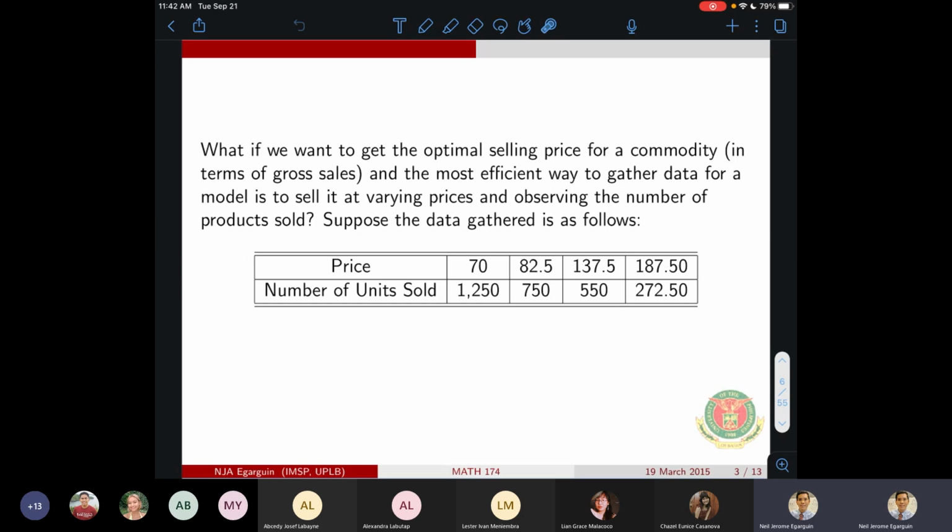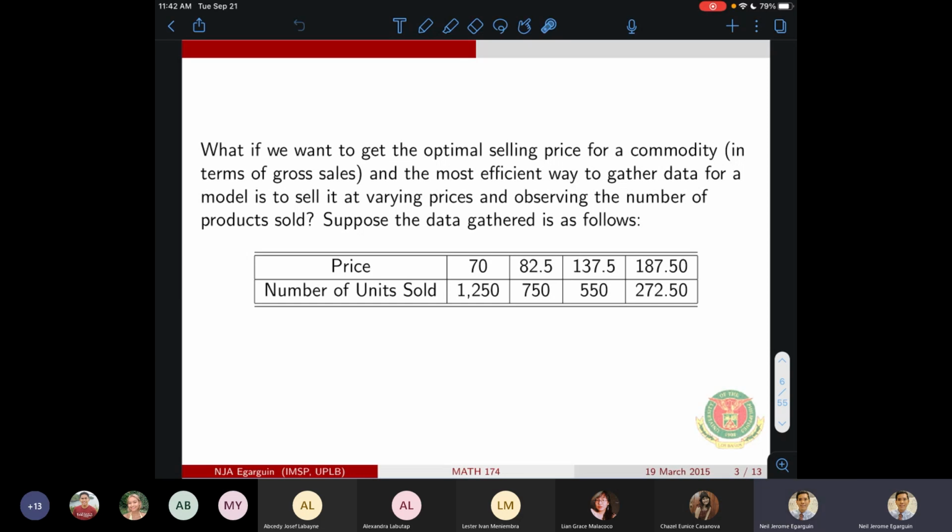Kasi kailangan meron tayong nicely behaved function. Actually, what we need there is a differentiable function. Get the derivative, equate to 0 to get the critical numbers, and after that we'll get the maximum and the minimum. But again, that's not how data in the real world behaves. So usually discrete set of data lang yung nakukuha natin.